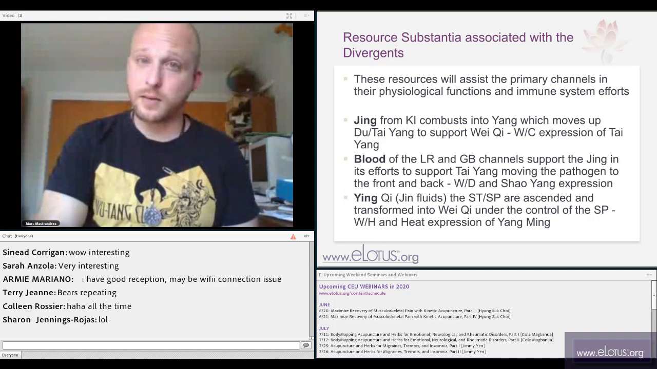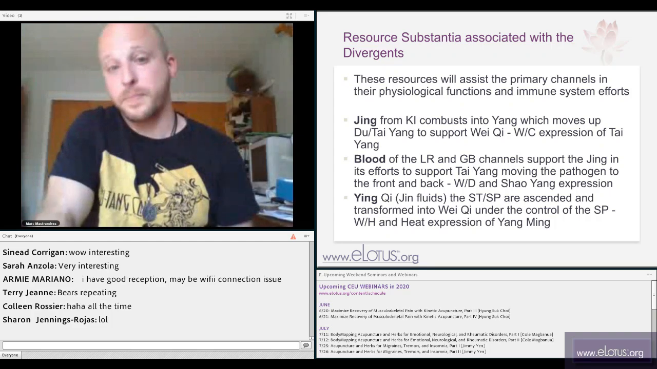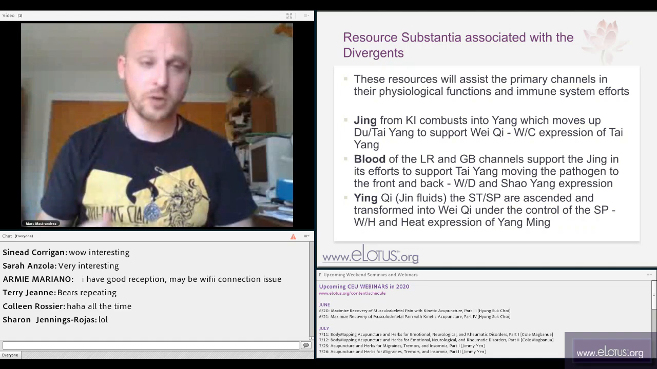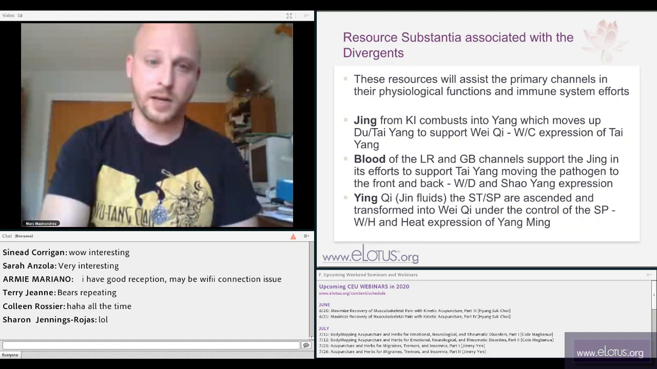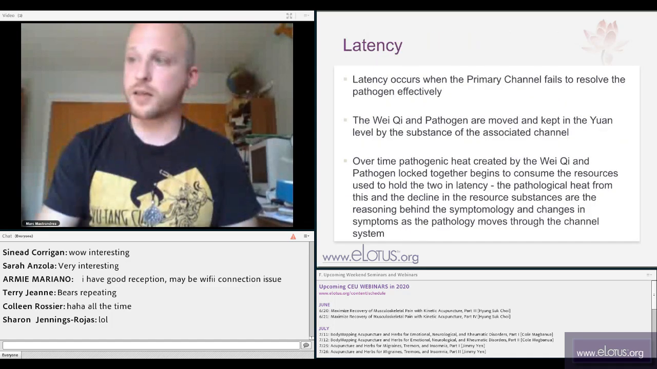However, if the spleen is weak, you end up getting dampness. And then the dampness through heat turns into what? Phlegm. Now you get an exacerbation of the phlegm conditions of COVID. You get an exacerbation of pneumonia conditions. All right, so latency.